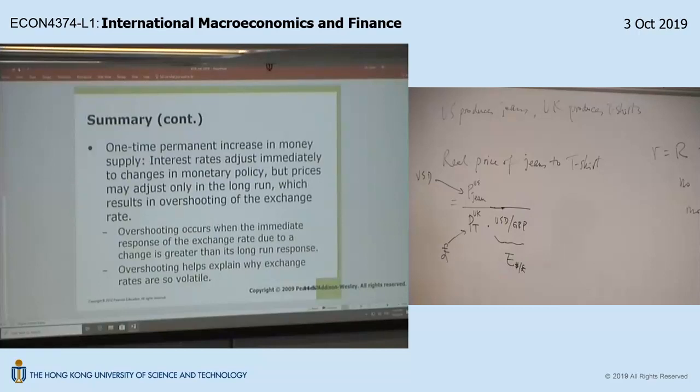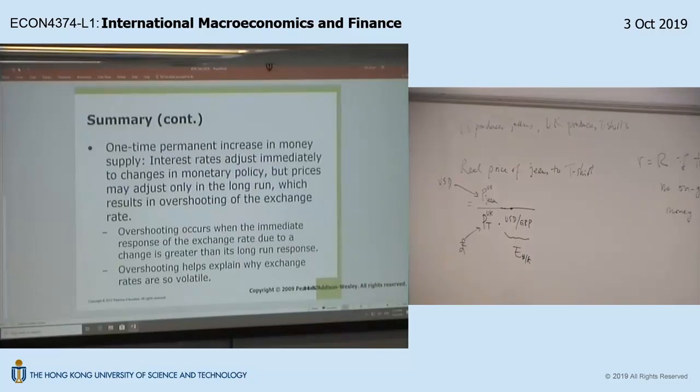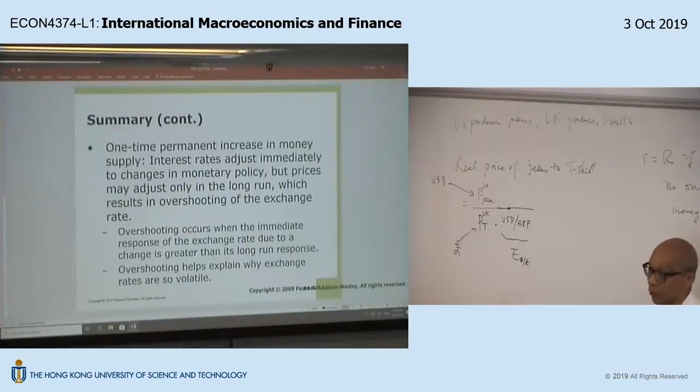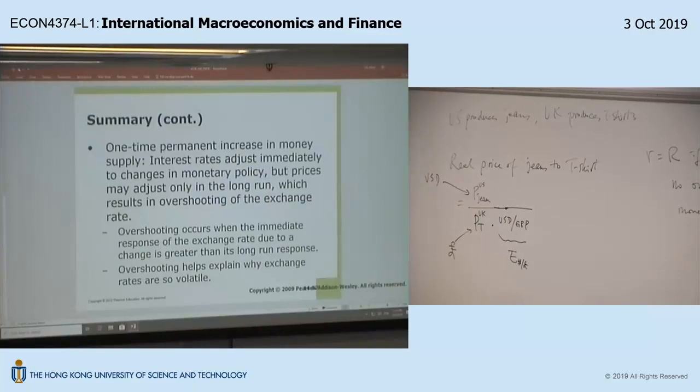So obviously, given these two constant, any change in E will affect this real price. But what I'm saying is that this will go back to the same level as before. In the long run, if this is a purely monetary shock, then this relative price will have to go back to the old level.